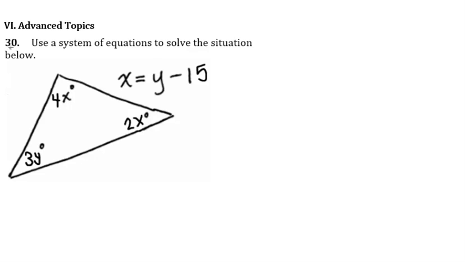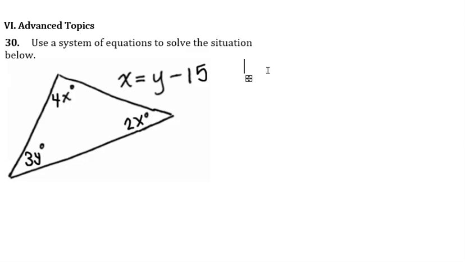Part 6, Advanced Topics. Number 30. Use a system of equations to solve the situation below. So we have our three angles and we have one of the side lengths. So we know that all the angles in the triangle equal 180. So we can write that as one of our equations.